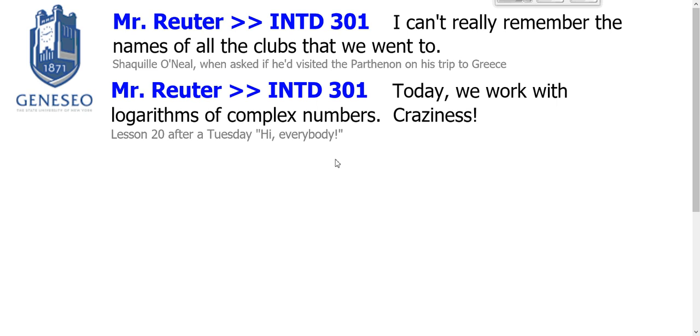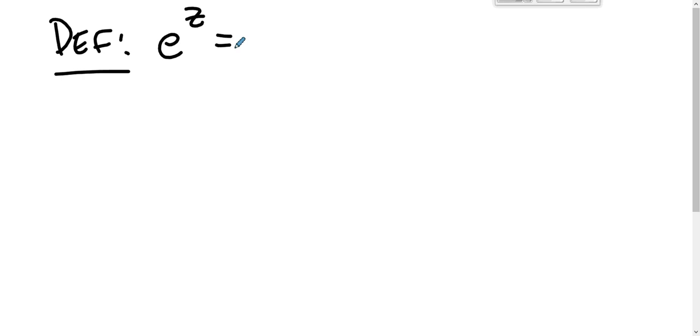Time for us to consider something that you probably didn't think you would ever consider. Let's consider logarithms of complex numbers. Sure, why not? To do so, we need a construct. We need to think about what it means to exponentiate a complex number.